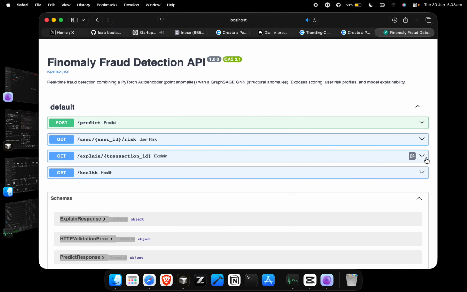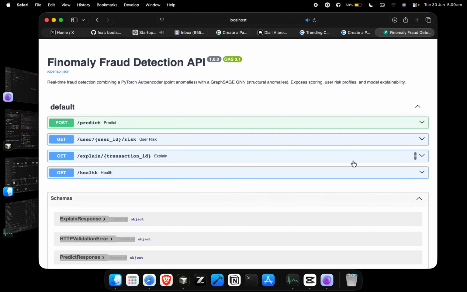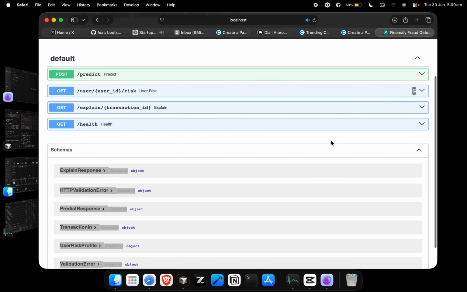Then we have the explain endpoint. So this explains why a transaction was flagged or why it wasn't. It looks up the stored score and produces a human readable explanation of which model branch contributed most to the decision and why. And then this is the liveness check branch.